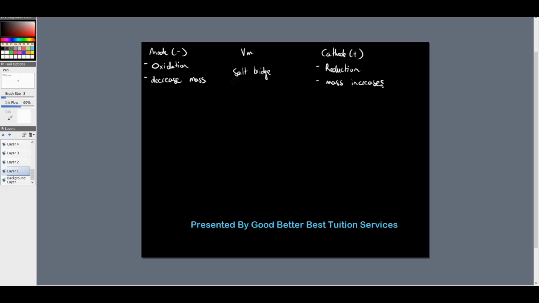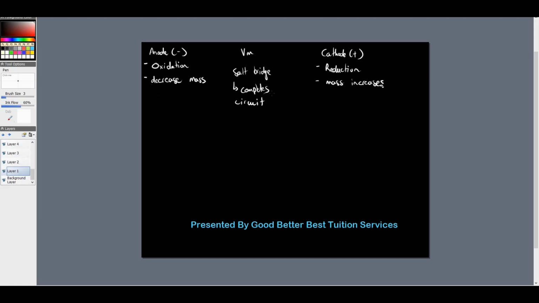The main function of the salt bridge, which every student and teacher remembers off the top of their head, is that it completes the circuit. But the understanding behind it, and the reason why it completes the circuit, is because it allows the ions to pass through. It's a path for the ions to pass through, and if the salt bridge wasn't there, the ions wouldn't be able to move through. So it completes the circuit because it supplies the path for the ions to move through.